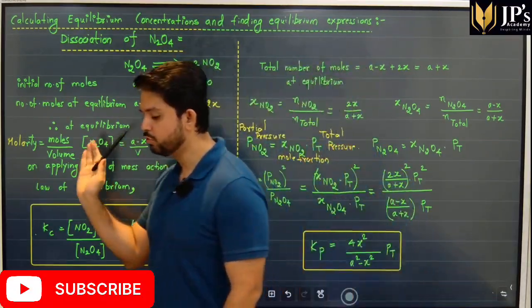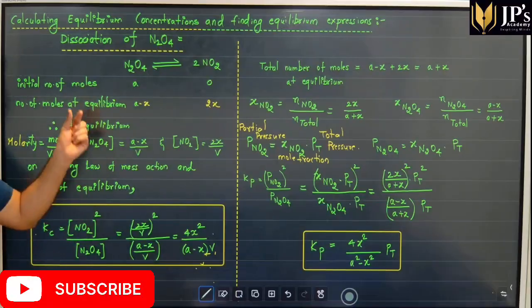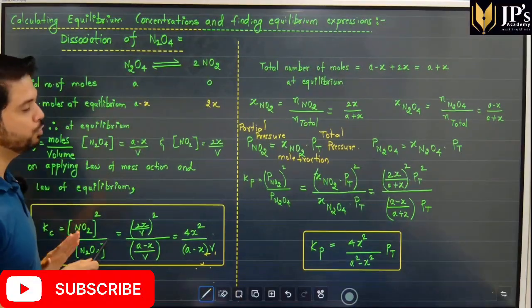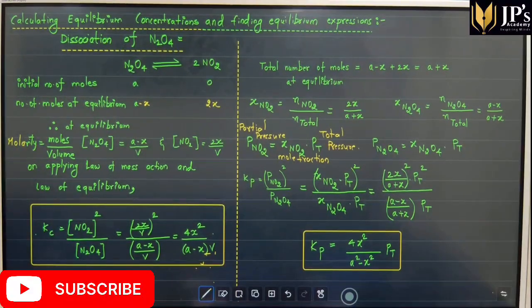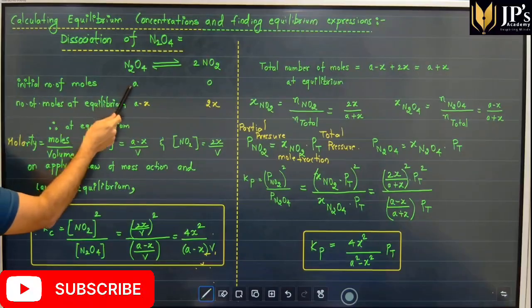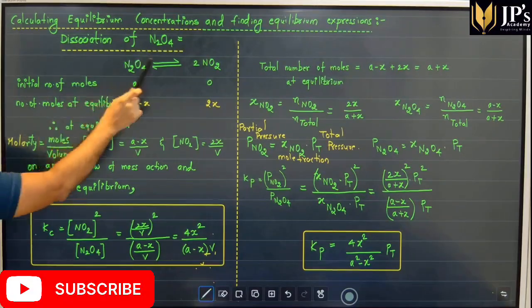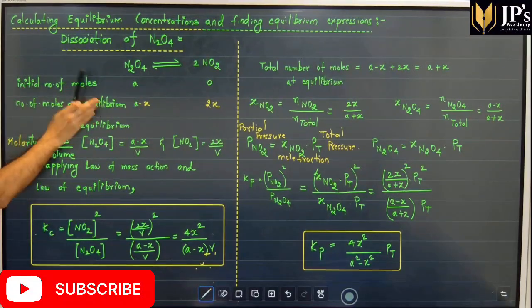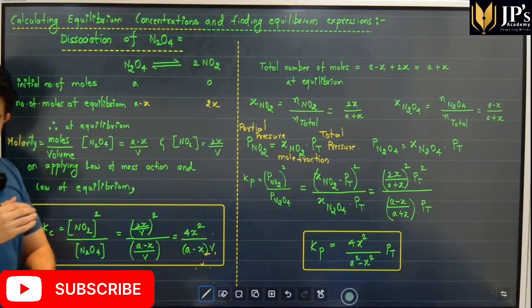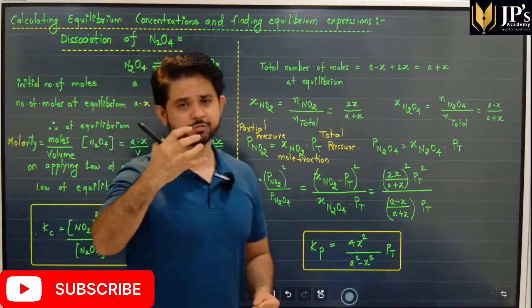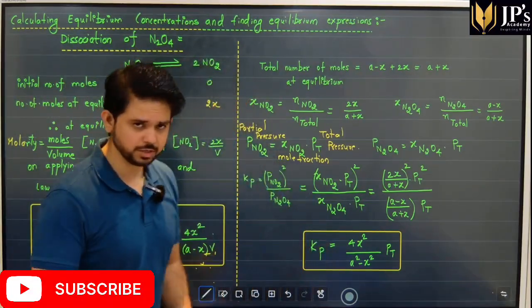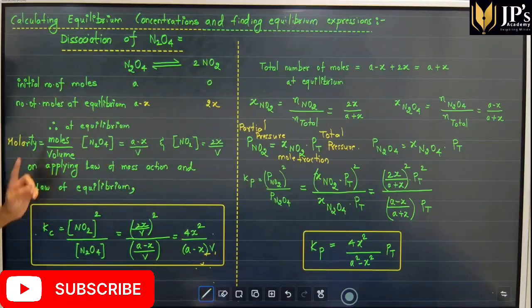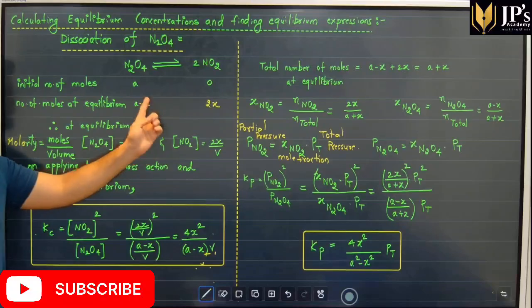So let's take a very simple example where we have the dissociation of dinitrogen tetroxide. N2O4 in equilibrium with 2NO2, nitrogen dioxide. Let's say the initial number of moles is A and there are no moles of NO2. Number of moles at equilibrium: as the reaction starts, some of the moles of reactant will convert into products. Let that be X. Therefore, number of moles at equilibrium will be A minus X.